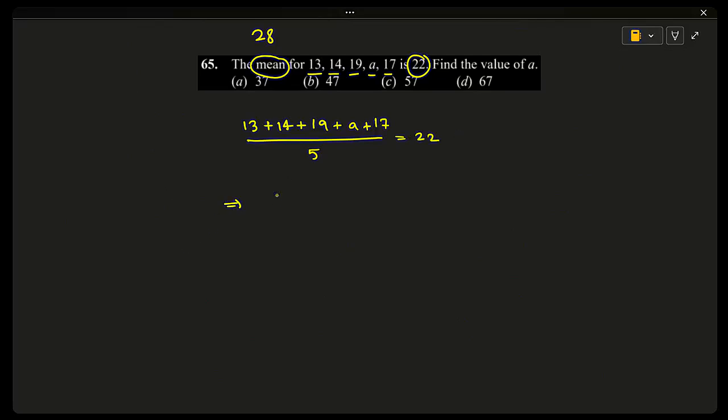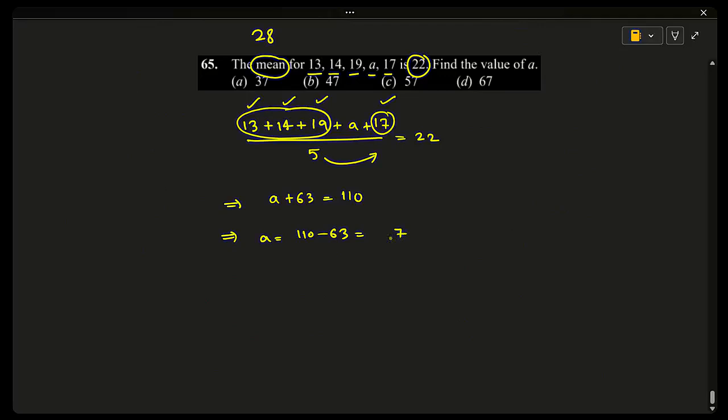Transpose 5 to the other side and let us add these numbers with 17 now. So you'll be getting the sum of all of them. 13 plus 14, 27. 27 plus 19, 46. 46 plus 17, 63. So A plus 63. If you transpose 5 to the other side, it will multiply. 22 into 5 will be 110. Transpose 63 to the other side, you'll be getting 110 minus 63, which is nothing but 47. That is option B is correct.